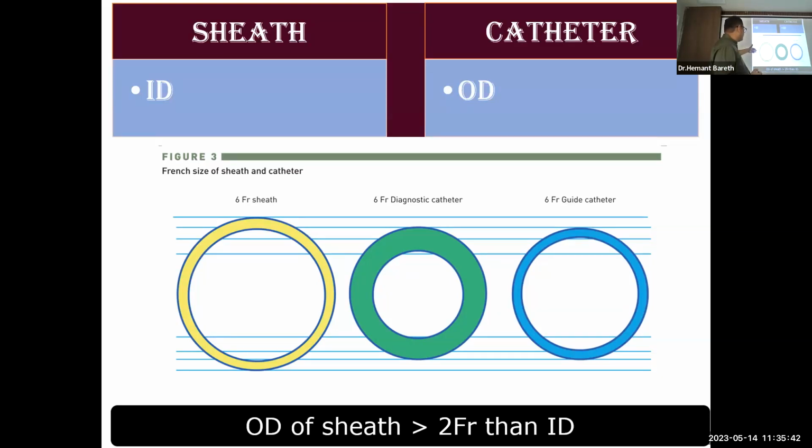So, as I said, if you look at the sheath, you can see the diameter of the sheath, the diameter of the diagnostic catheter, and the thickness of the guide catheter. The thickness of the guide catheter is the thinnest, and you can see the diagnostic catheter is very thick. And as I said, the outside diameter is generally more than 2x the inside diameter.